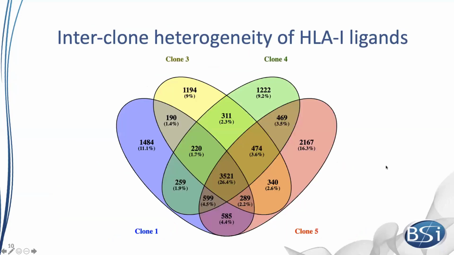And this paper focused on the heterogeneity that can be observed amongst clones from the same tumor. And so I decided to go ahead and do a similar type of analysis here. Amongst all the 4 tumor clones, this is combined de novo only peptides as well as database identified peptides. There's about 26% of the peptides found common to all clones. But as you can see, there's quite a few, between 1,000 and over 2,000 peptides, that can be unique to any particular clone.